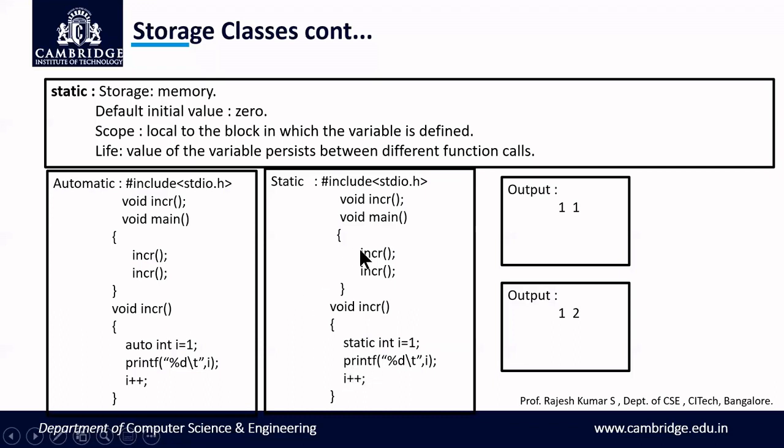The updated value will be used any number of times you call this particular function, whereas here, once you come out of this function, the value will become 0, or rather the initial value will be set. This is about your static storage class.